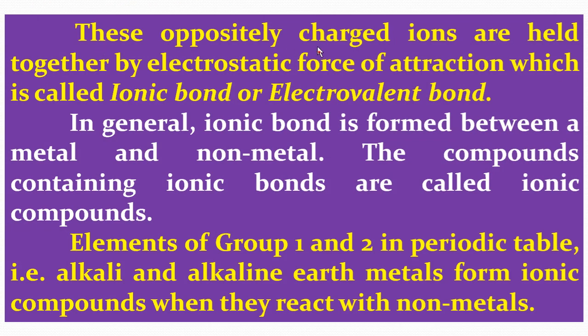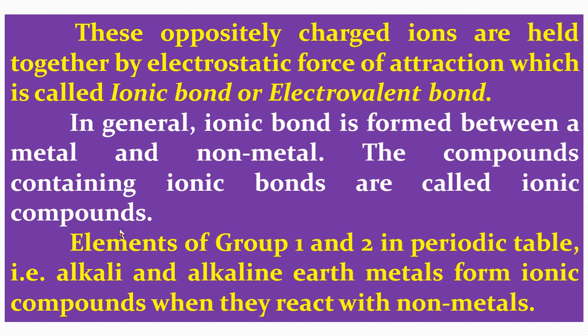These oppositely charged ions, plus and minus ions, are held together by an electrostatic force of attraction, which is called an ionic bond or electrovalent bond. In general, the ionic bond is formed between a metal and a non-metal. For example, the metal is Na, sodium, and the non-metal is Cl. They form compounds containing an ionic bond, NaCl, and are called ionic compounds.